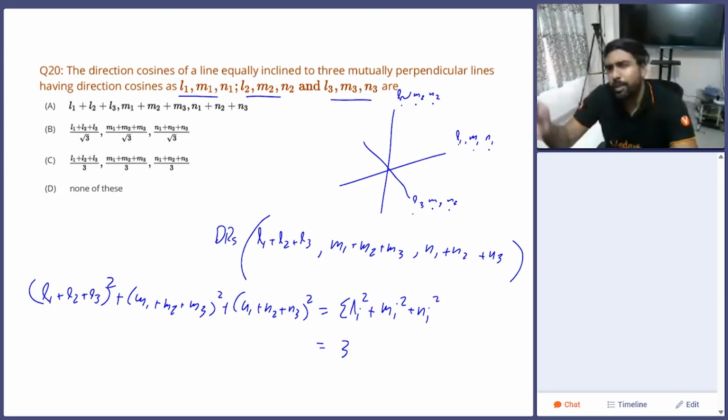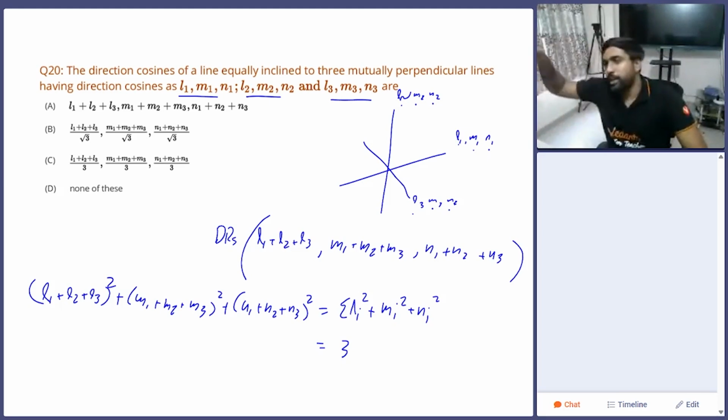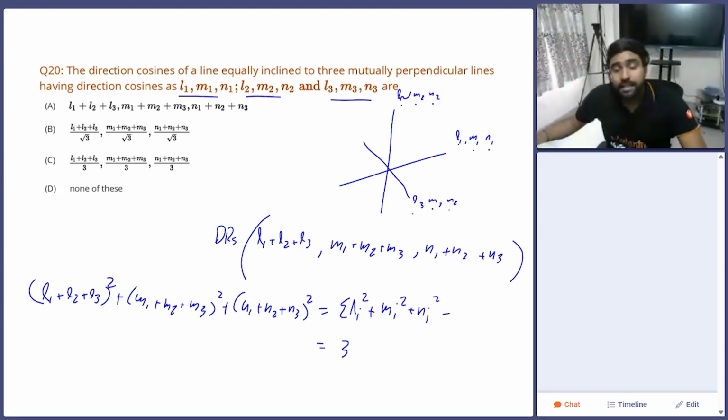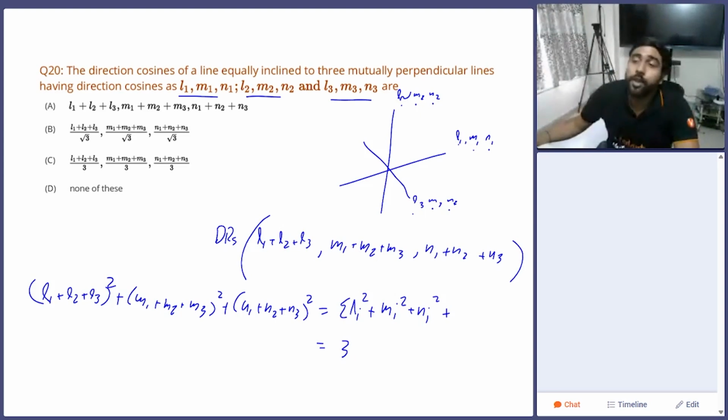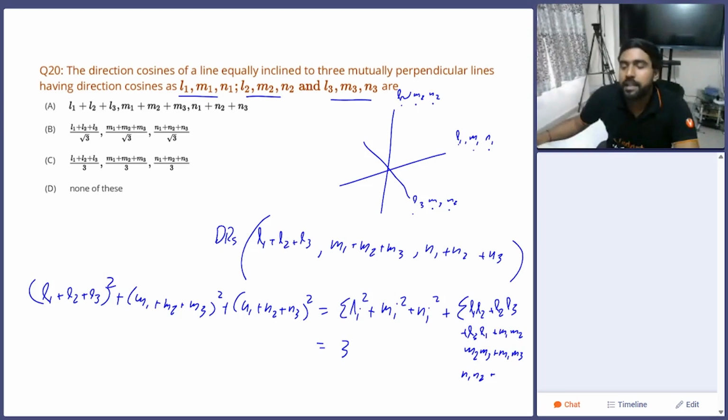So when I'm adding all 3 combinations, L1, M1, N1, L2, M2, N2, and L3, M3, N3 will combine together to give us 3. Very well. Then you have the combination of all the L1L2 plus L2L3 plus L3L1. Similarly, M1M2, M2M3, M1M3, and similarly N1N2 plus N2N3 plus N1N3. Okay. How do we get this?